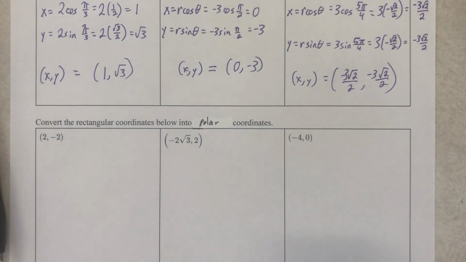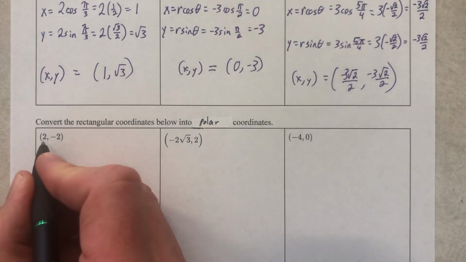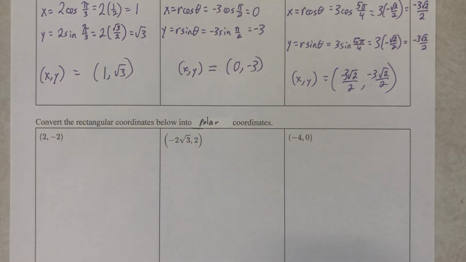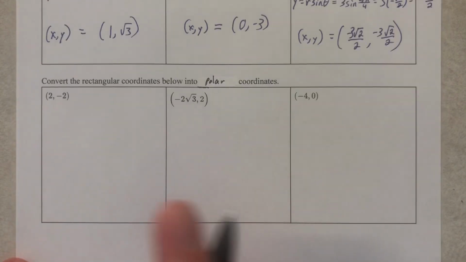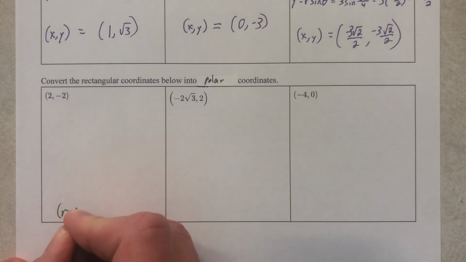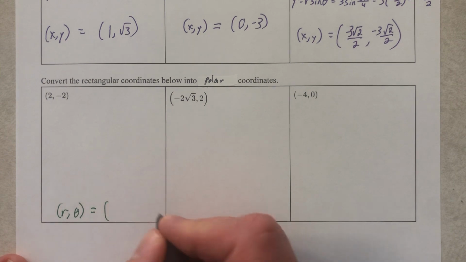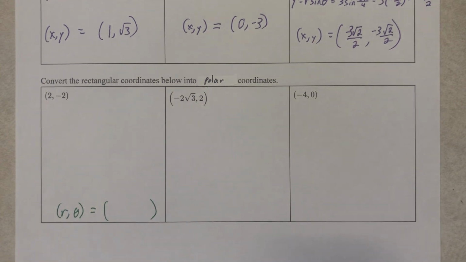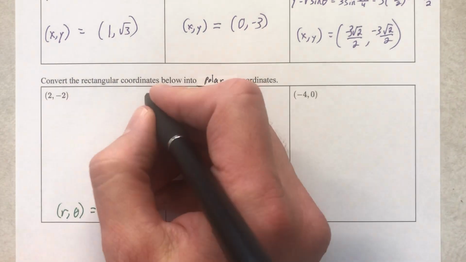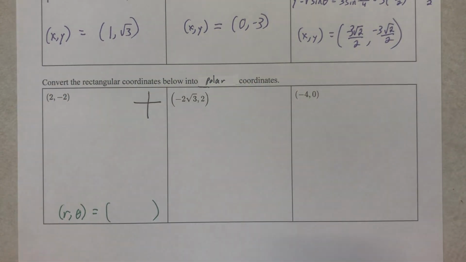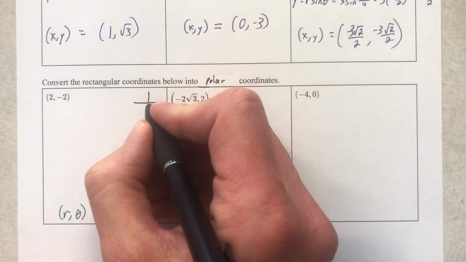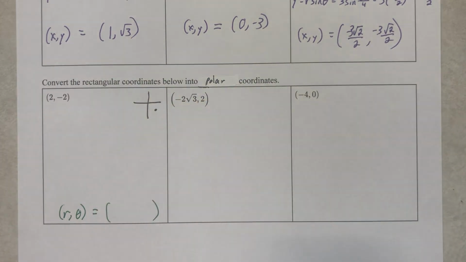let's switch colors. Let's switch to green. This is an X, this is a Y, and I want to find the R and the theta. So my final answer here is going to be R comma theta is equal to something, something, something. And I don't know what it is. Now, I highly, highly recommend that we just graph it. It doesn't have to be perfect. This can happen in your head, but I need to know that it's at 2, negative 2. I need to know the quadrant.